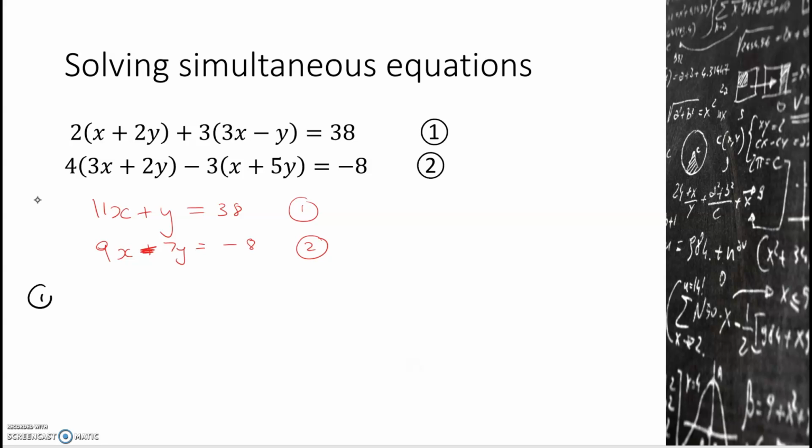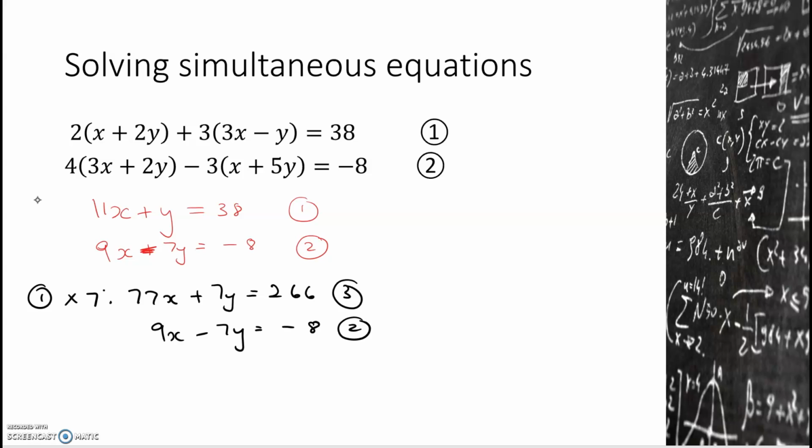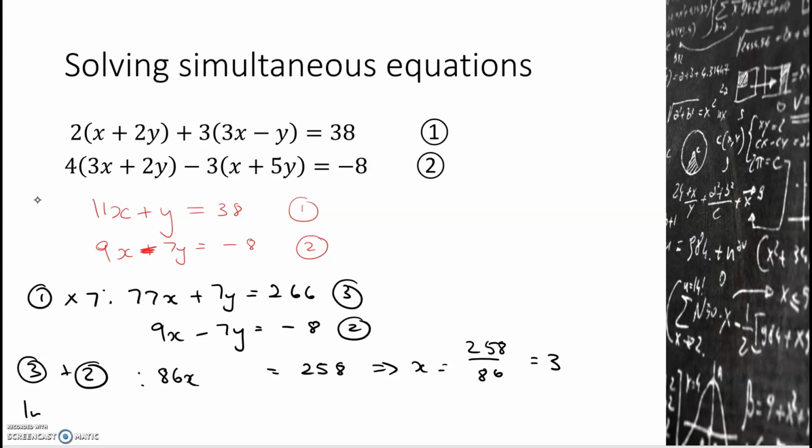Well, if we multiply the first one by 7, give that a new name, and then rewrite 2 underneath. Then if we add those two together, then we get that 86x equals 258. And from there we see that x is equal to 258 over 86, 3. And put that into 1.